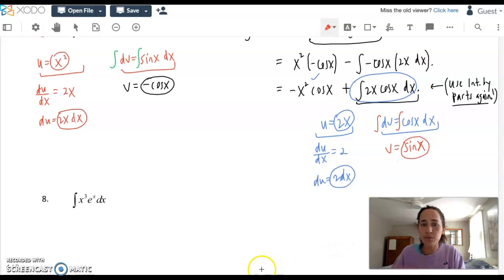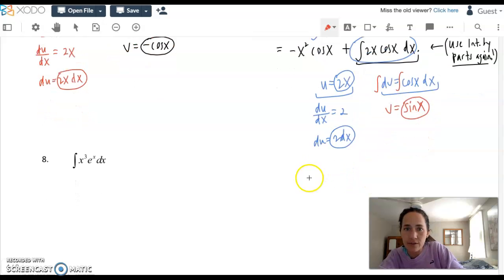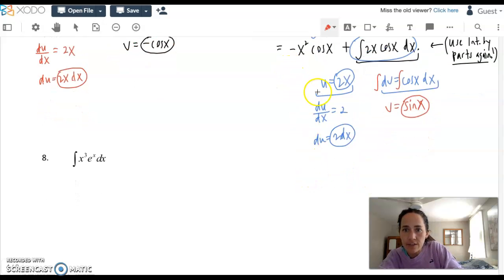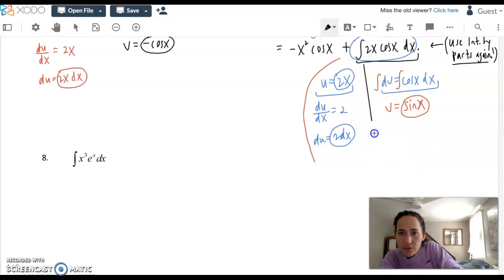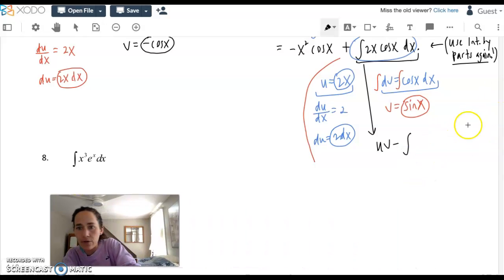Okay, and now let's plug into this. I'm just going to keep my work sliding down the page like this. For now we're just focused on what's circled. So let's get this straight. We want this to become uv minus, I'm just using the integration by parts formula here, minus the integral of v du.